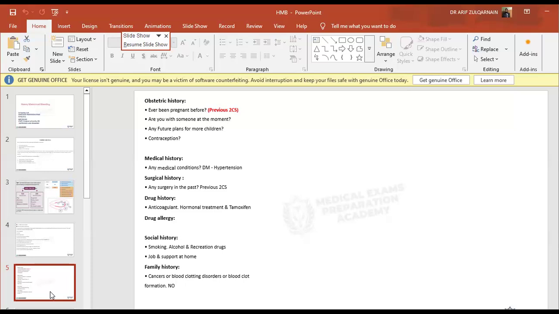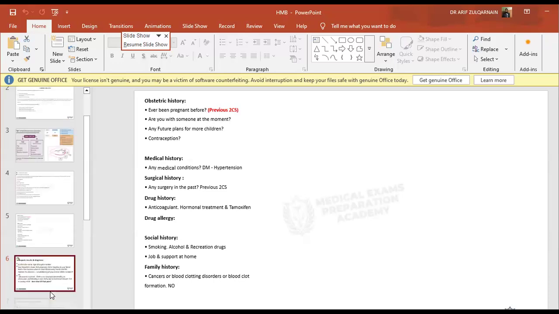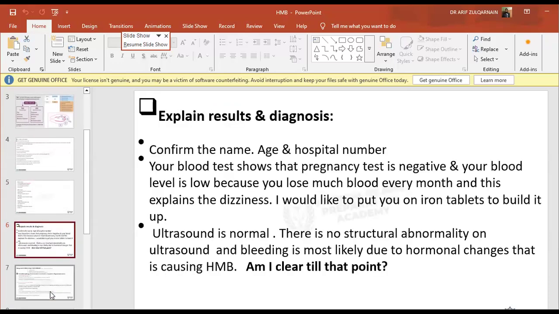Then social history is very important. Any family history of cancers of the endometrium, ovary, or breast, any history of bleeding disorders or clot formation. So all these points in the history you will ask from the patient.